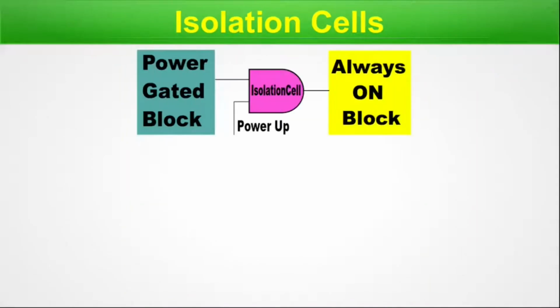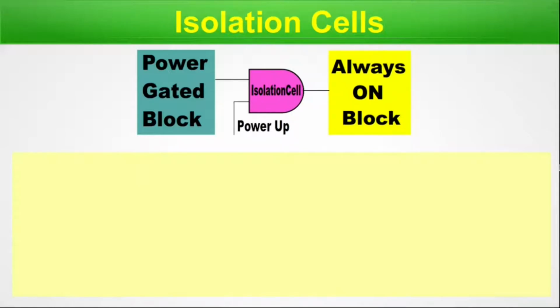Isolation cells. So here, let me bring my mouse pointer. Here we have a power gated block, which is connected with an always on block. And in between we place the isolation cell and we keep our control in hand whether to isolate or to connect these two blocks. So this cell is called isolation cell.